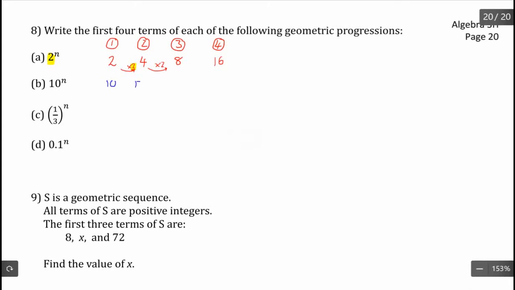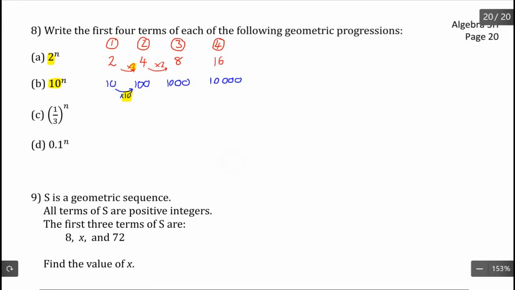Okay, in B we've got 10 to the power of 1, which would be 10. 10 squared would be 100. 10 cubed is 1000. And 10 to the power of 4 is 10,000. So what we're timesing by there is 10. And again, just to emphasize, that number there is this one here.